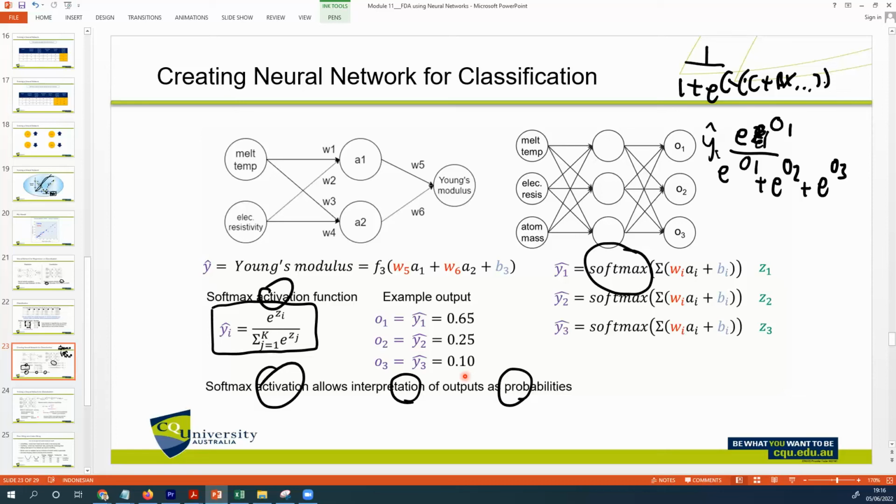So when the output is like this, 0.65, 0.25, 0.10, the classification is the first class because the score is the highest. So this is how we decide the classification using the neural network.